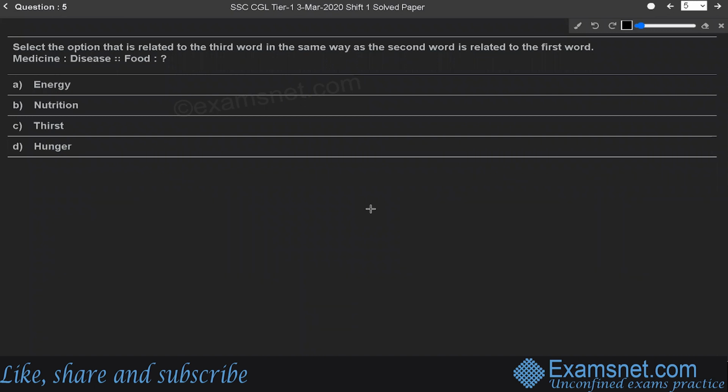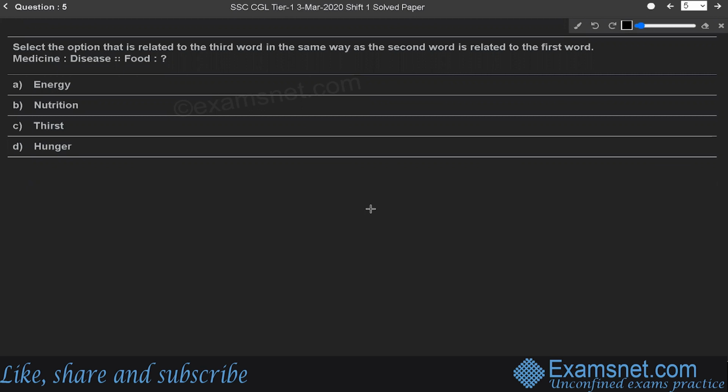Next question is, select the option that is related to the third word in the same way as the second word is related to the first word. The first word is medicine, second word is disease, and third word is food. So we have to find the relation between medicine and disease, how a disease is related to a medicine.